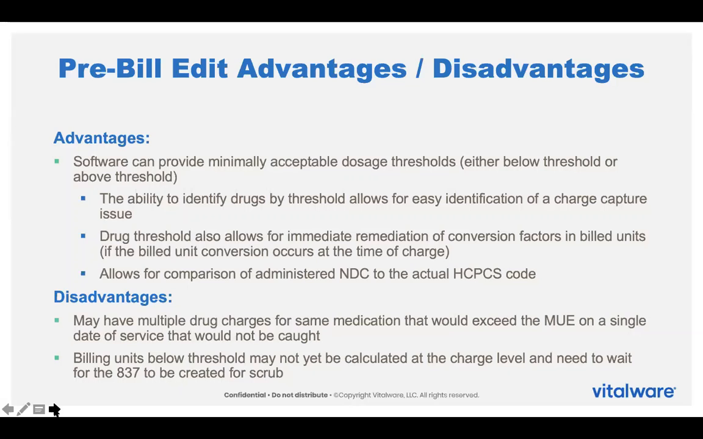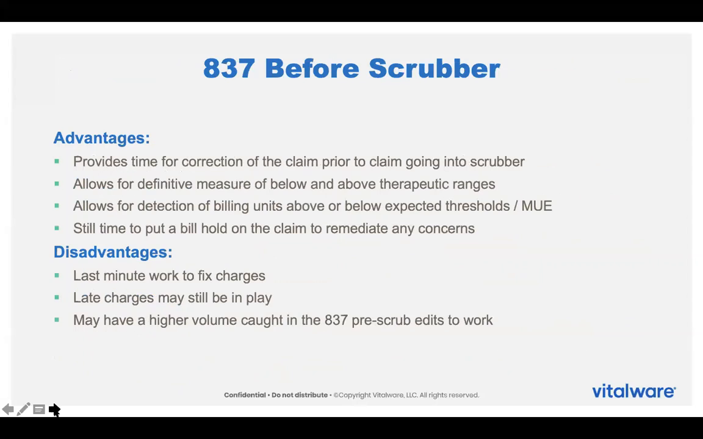So you've got a lot going on with those pre-bill. If I do an 837 before the scrubber, now that was straight charges. Now we're going to move to the next step along the train line, the pre-bill before the scrubber, and it provides time for the correction, just like the claim, the charge level. It allows for definitive measure of below and above therapeutic ranges because this is what's going on a claim.